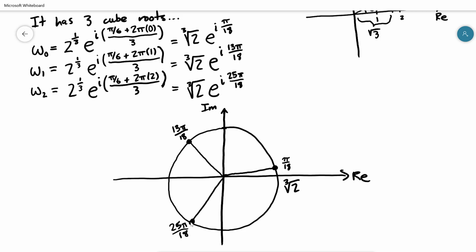And what you'll notice, hopefully, so there's 25 pi over 18, is that these three roots turn out to be completely evenly distributed around the circle. So they're evenly spread out. They occur at all of these nice even intervals on our circle.